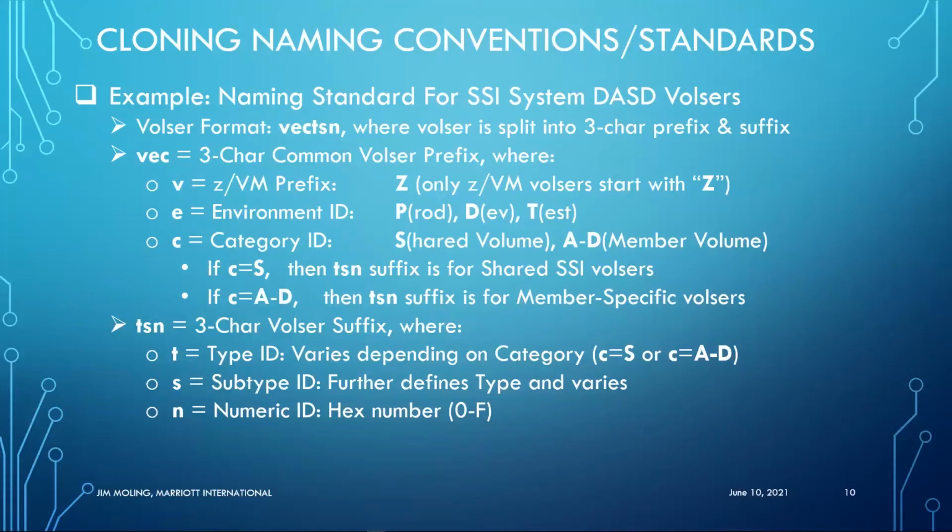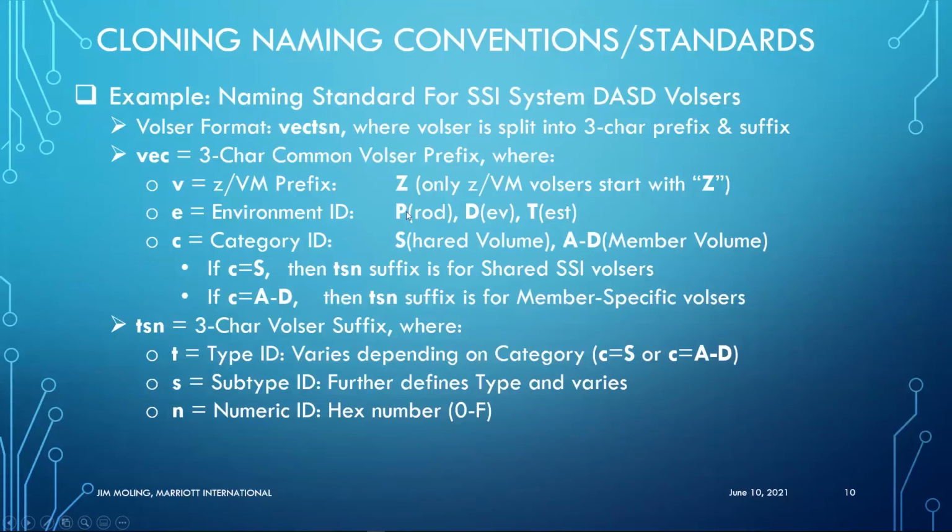So the 3-character volume prefix can tell you is this a VM volume, what environment that volume belongs to, and whether that volume is a shared or a member specific type of volume. And as I'm showing there, it kind of lines up. So the common prefix for VM volumes is a Z. So any volume that starts with a Z is for VM, and nobody else should be using it except VM.